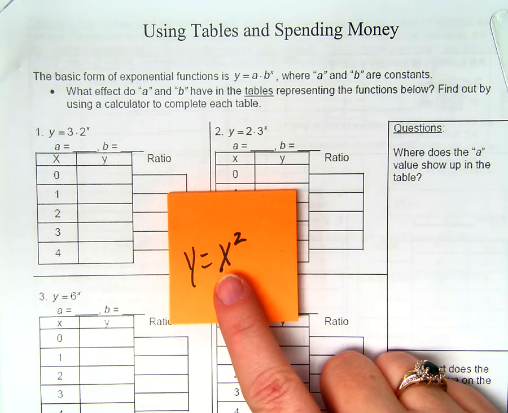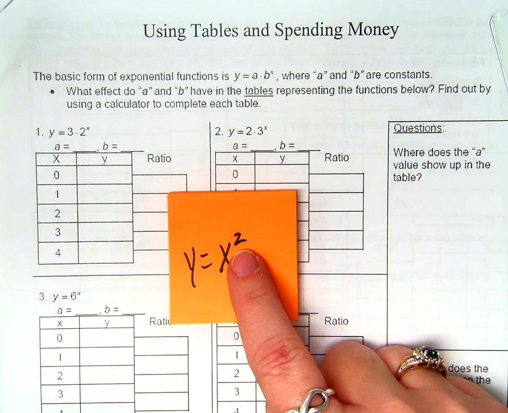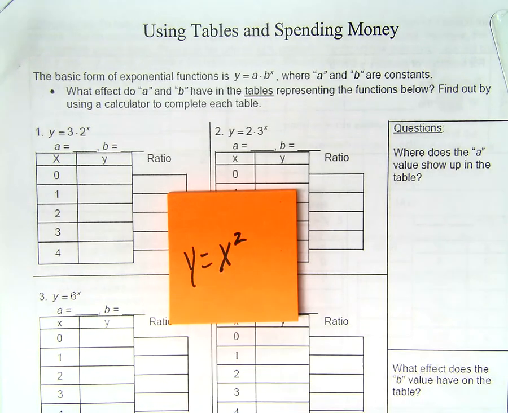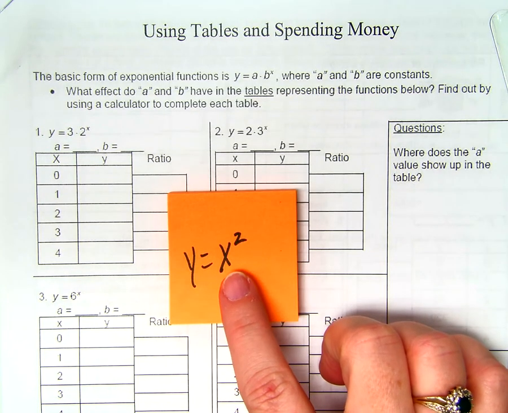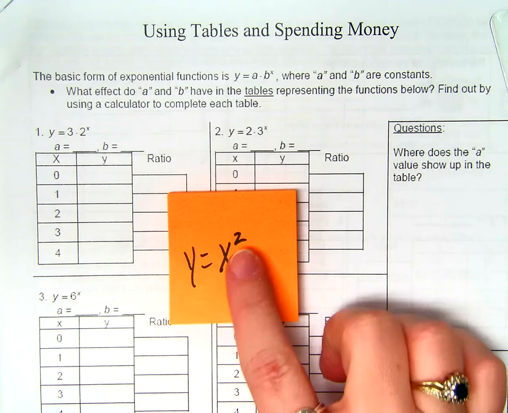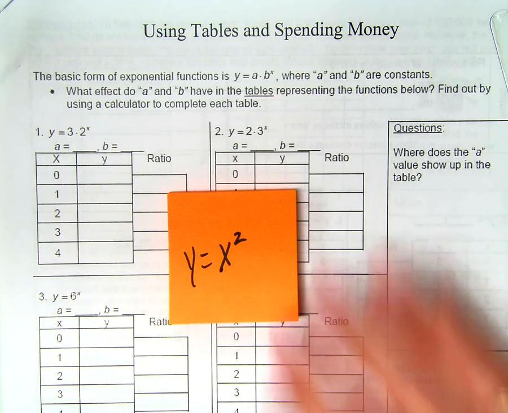Is this an exponential function? No. Even though it has an exponent? Even though it has an exponent, it's not an exponential function. What makes something an exponential function? Where's the variable here? In the base, right? In the base. The squared is what makes it a quadratic. What do you think about an exponential function? Where's the variable? In the exponent.